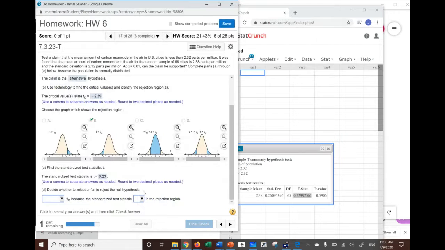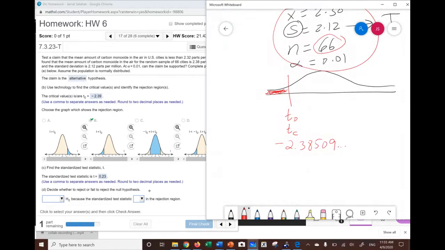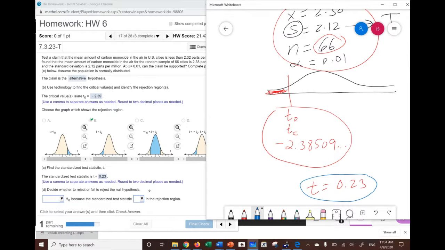The next thing is to decide what to do. So let me put this up here. Remember, this is the critical value, and the test statistic T we found is equal to 0.23. Notice that the 0.23 falls somewhere above, somewhere in here, because this is a negative 2.3. So it falls into the safe region.